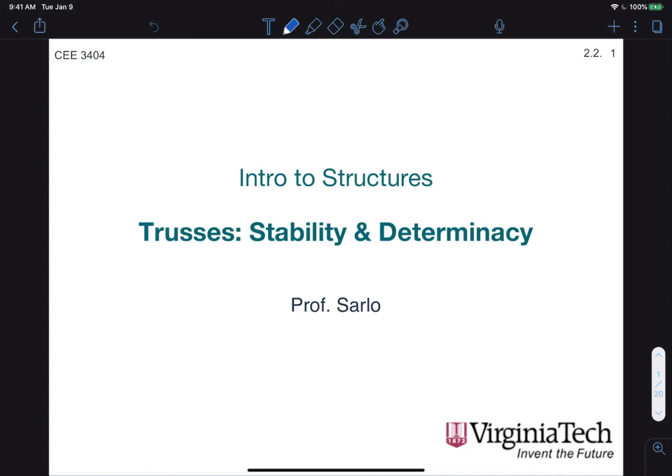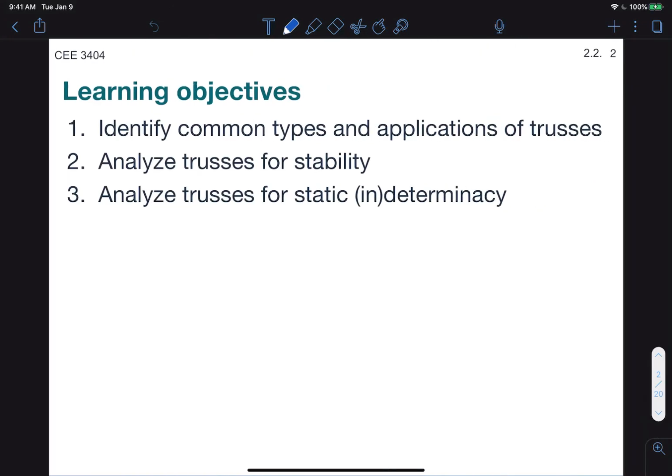Alright fellas, so Module 2 is all about trusses, and in this lesson we'll be talking about the two main requirements which are needed before we can start to do equilibrium analyses: stability and determinacy. So the learning objectives are along those lines.